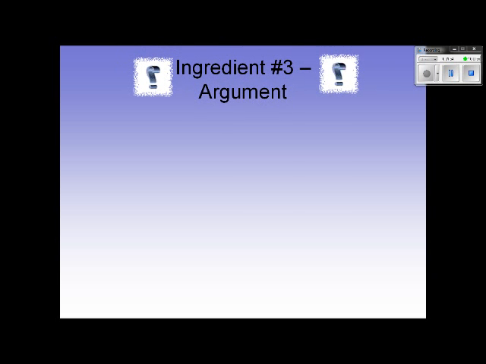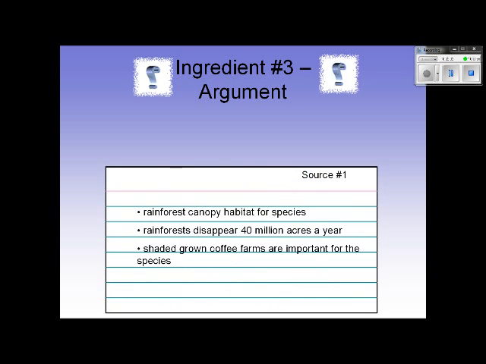Now, the third ingredient to your perfect and awesome note card is identifying which argument the piece of information best supports. So I have my note card here with my bulleted information that's in my own words. I have my source code on my note card, and now I need to identify which argument it best supports. And that's going to go in the upper left-hand corner of your note card.